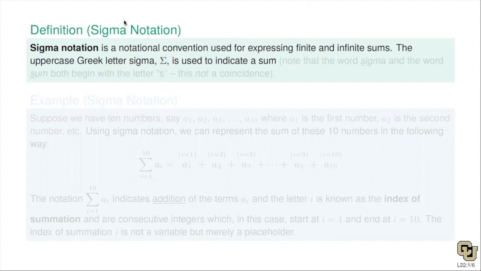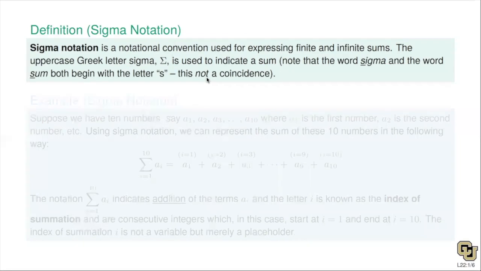Why do we use the Greek letter sigma? It's really very simple. The word sigma and the word sum both start with the letter S. And so that's why we're using sigma. Why don't we use a big letter S? So we'll actually use a big letter S for something else later on down the line.